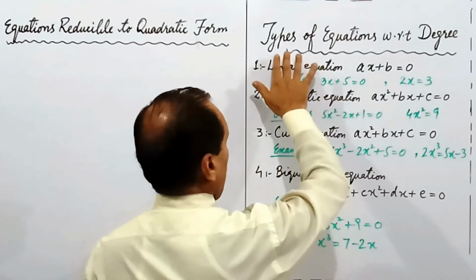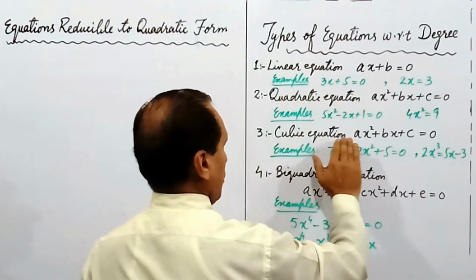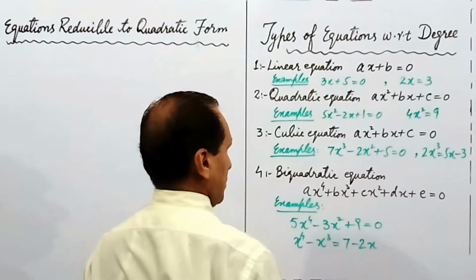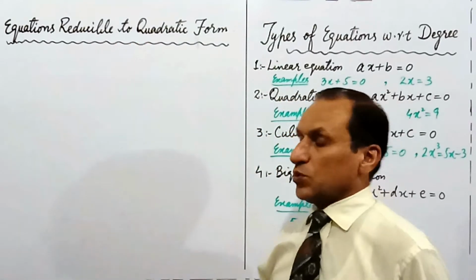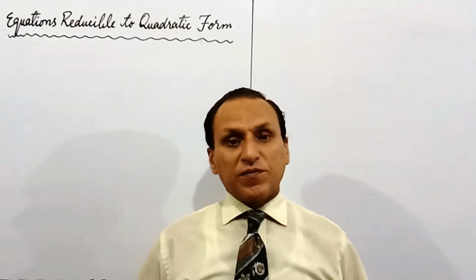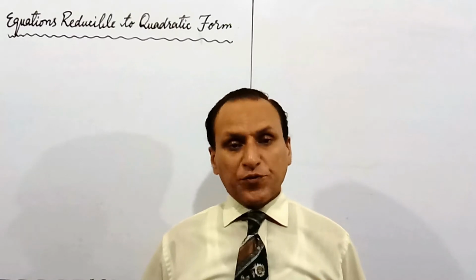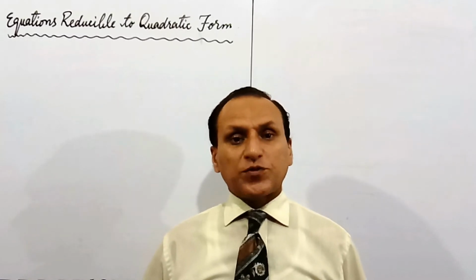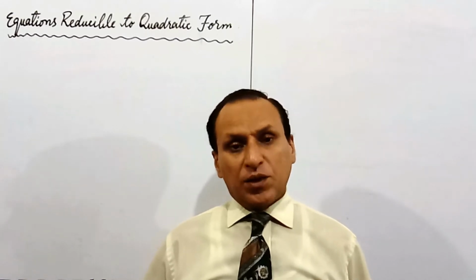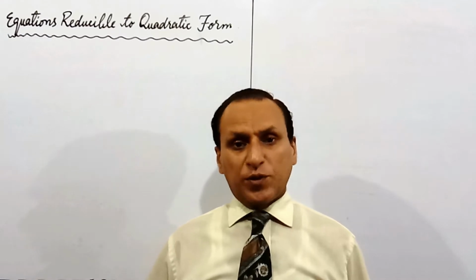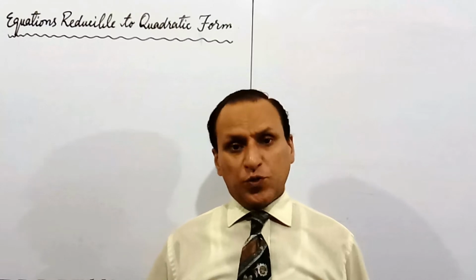As now we have recalled the types of the equation with respect to degree: the linear equation, quadratic equation, cubic equation, and biquadratic equation. Now we can easily understand the concept equations reducible to quadratic form. There are 5 different types of equations which can be reduced to quadratic form so that we can apply the method of solution of quadratic equations, that is factorization, completing square method, and use of quadratic formula. That will make the solution easy for such kind of equations.